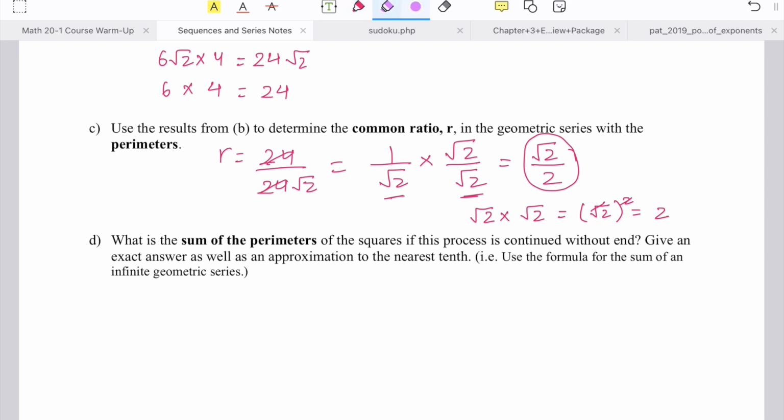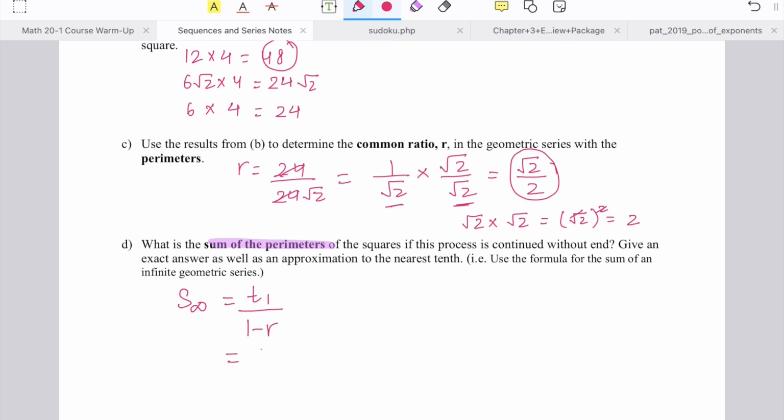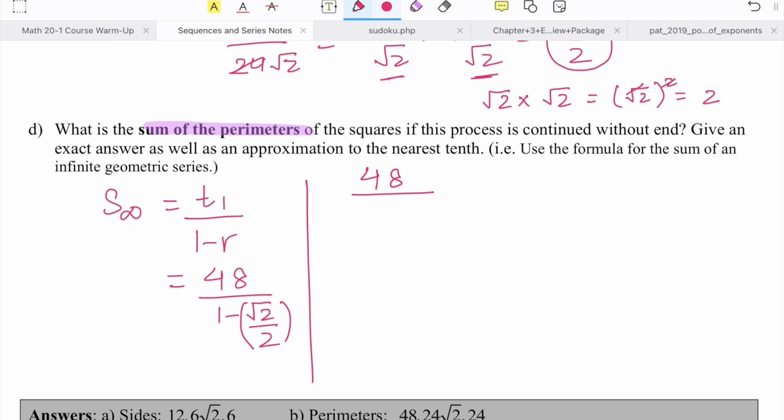Now, we need to figure out the sum of the perimeters of the squares. So T1 is 48. So sum to infinity is going to be T1 over 1 minus R. T1 is 48 over 1 minus root 2 over 2. So we'll solve the denominator first, which will be 48 over, make 1 have the same denominator as root 2 over 2, which will be 2 minus root 2 over 2. So that will be 48 over 2 minus root 2 divided by 2.